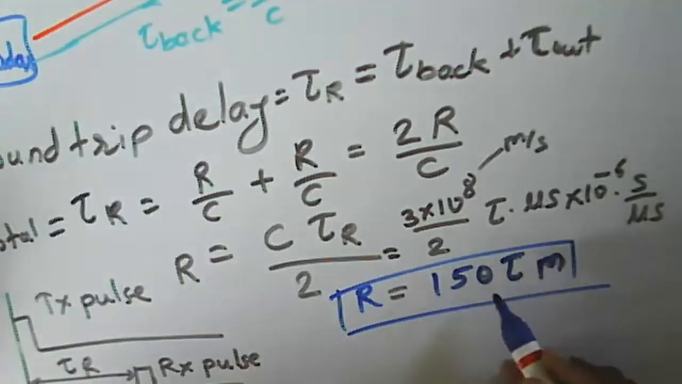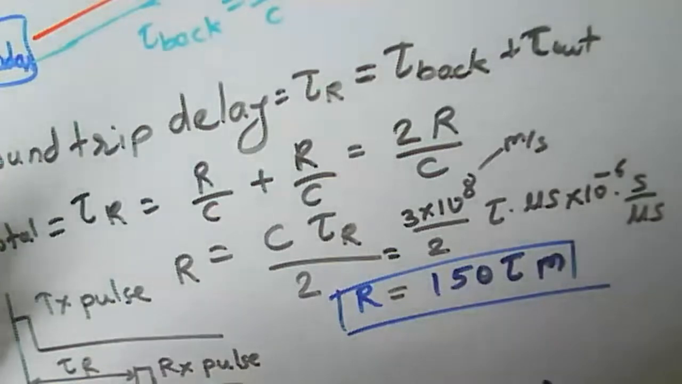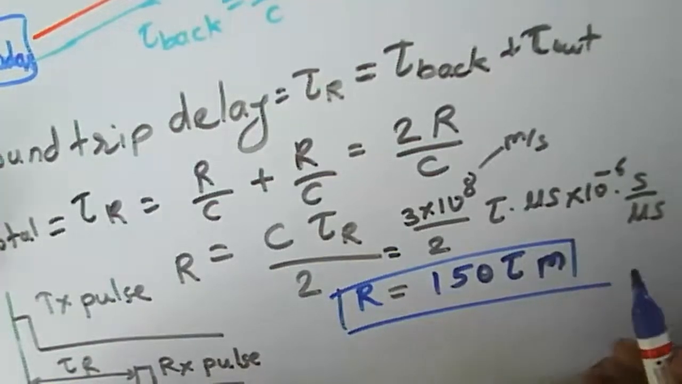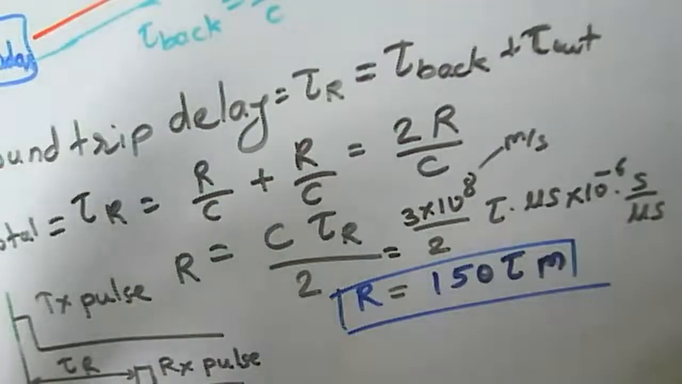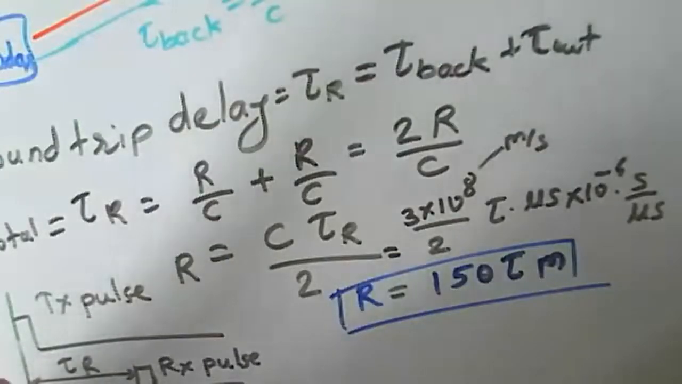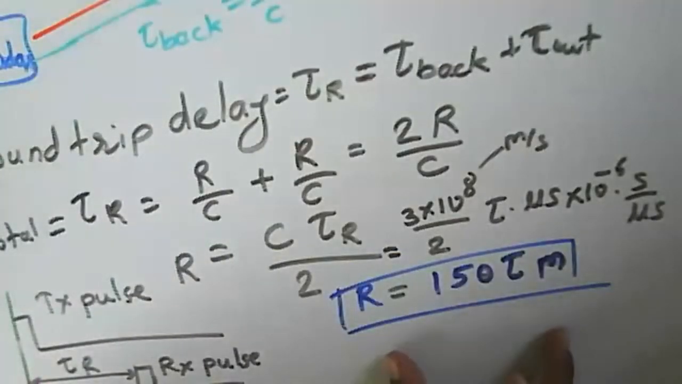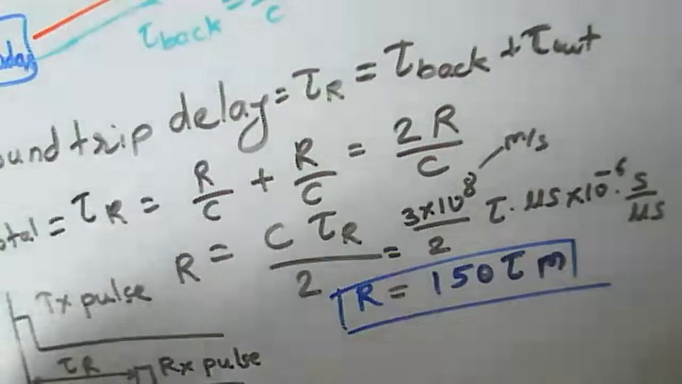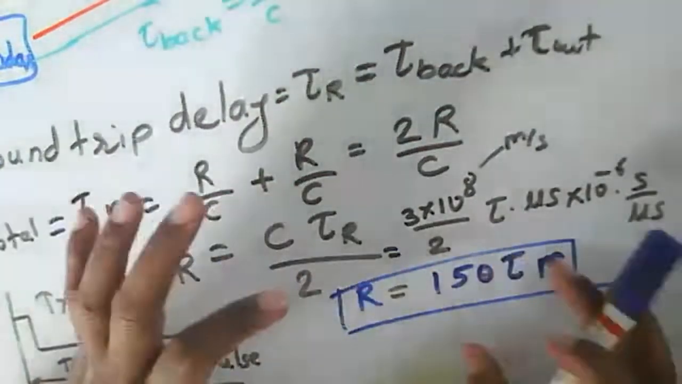And that range delay, whatever we are getting, will be in terms of milliseconds or microseconds. So whichever scaling factor we are using, whether milliseconds or microseconds, that is to be considered. Generally we use the microsecond factor to identify the range here. So now this is the final range.